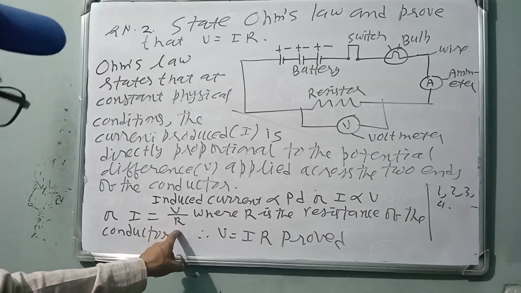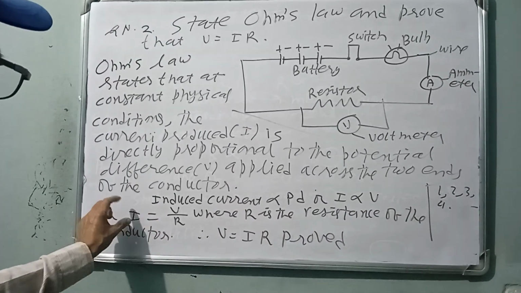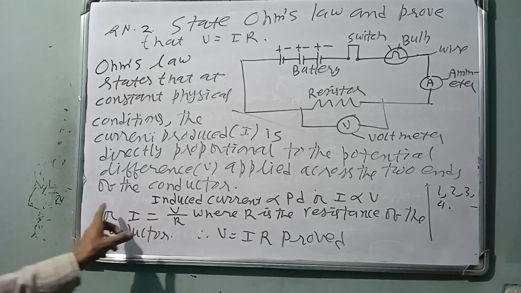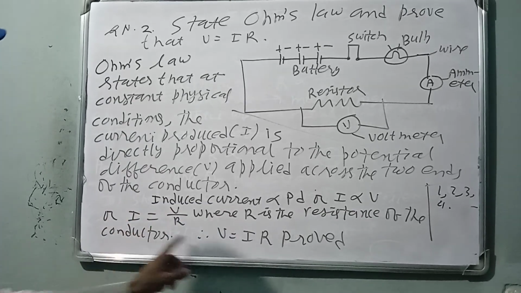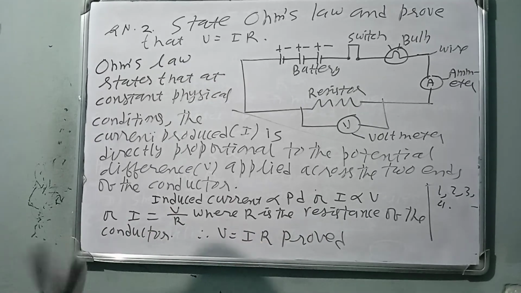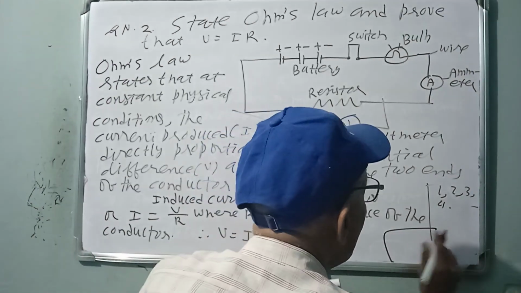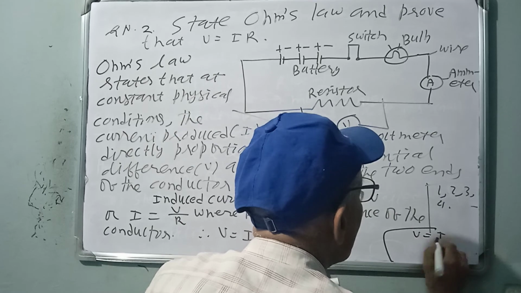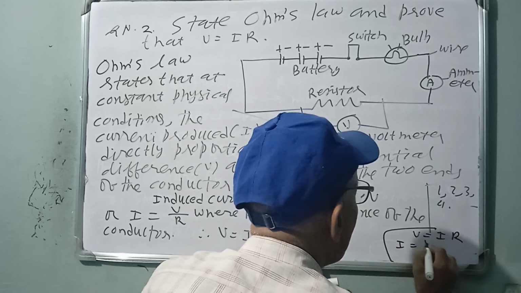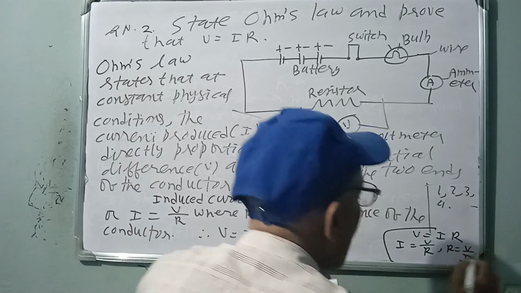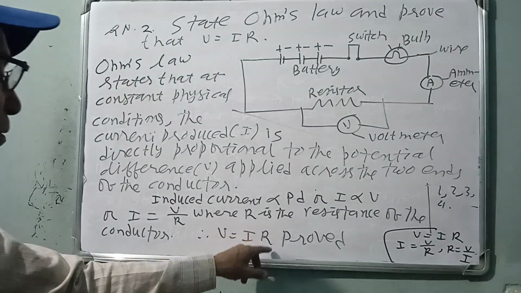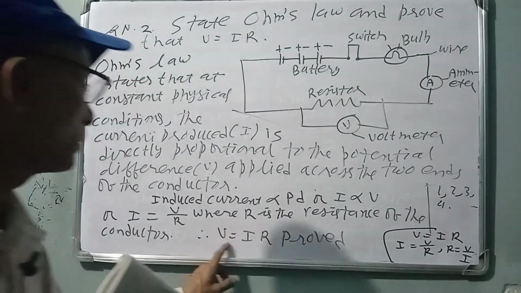When resistance increases, current decreases. Current and resistance are inversely proportional to each other. Cross multiply, V equals IR. If V equals IR, can you write I equals V by R? And you can write R equals V by I. Sorry, you can derive. But the main formula is V equals IR.